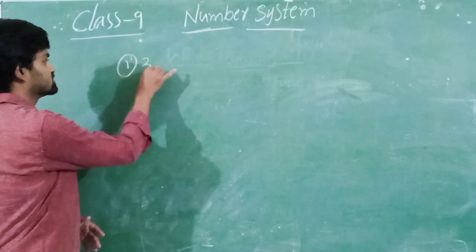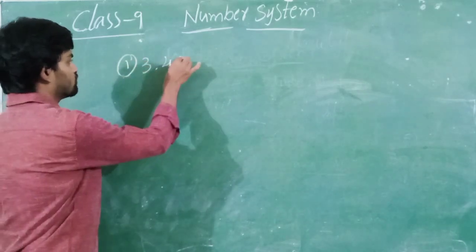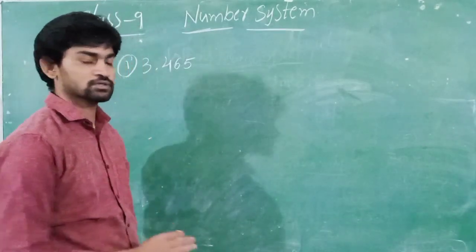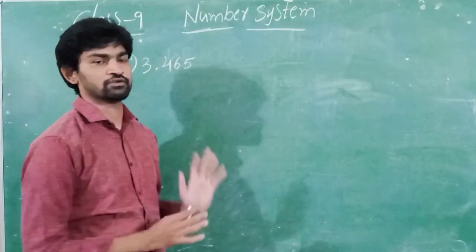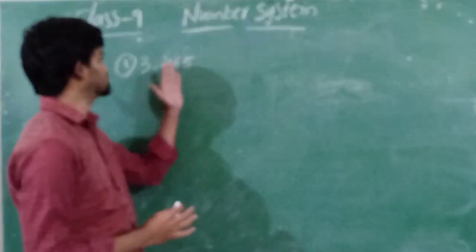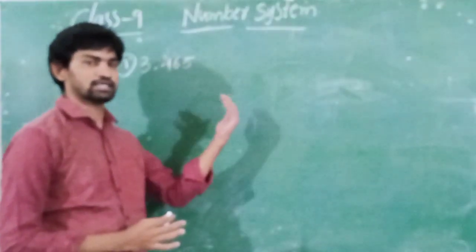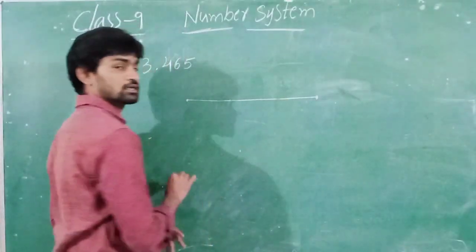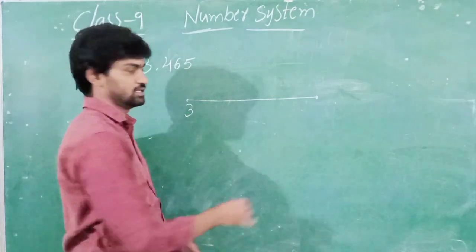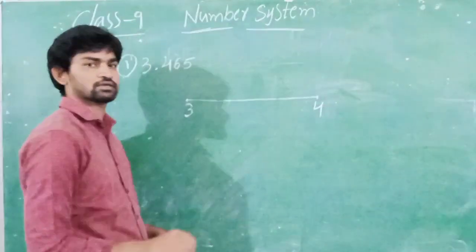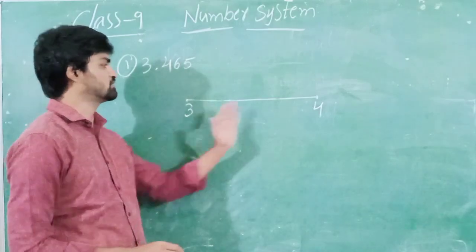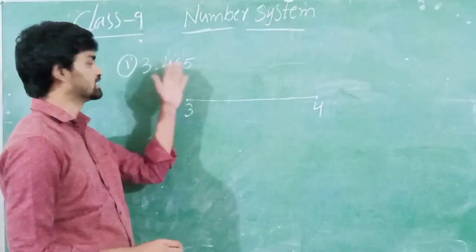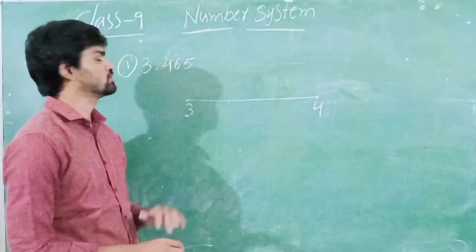We can take any number. I am taking 3.465, so terminating decimal. Now see this number, this is greater than 3 and lesser than 4. So draw a number line, mark 3 here and 4 here. Because this number lies in between 3 and 4, right? This is greater than 3 because 3 point something is there, and it is less than 4.